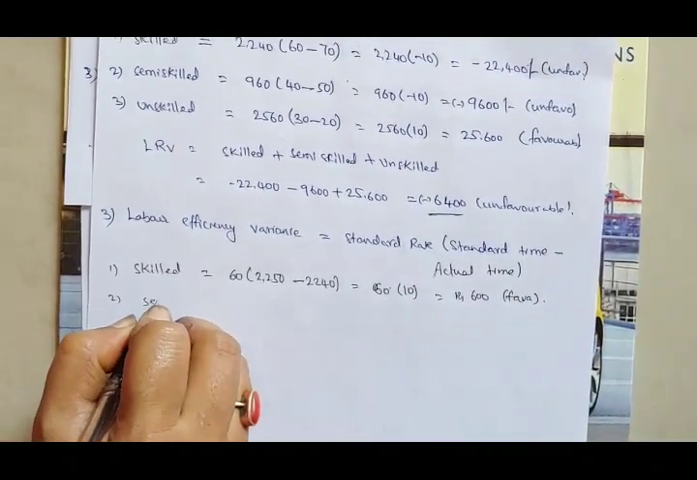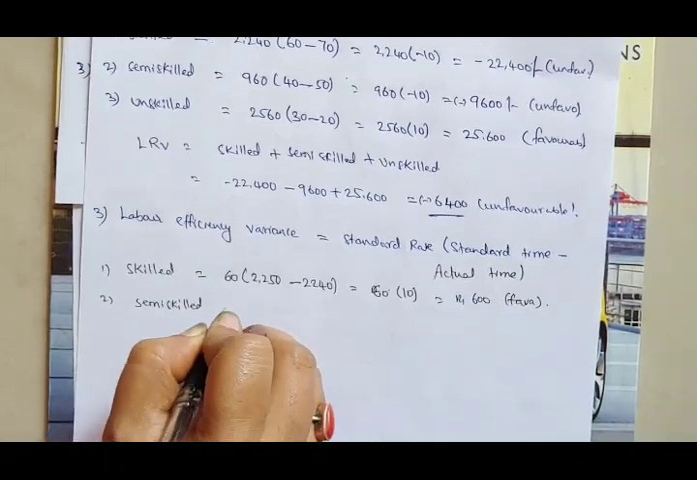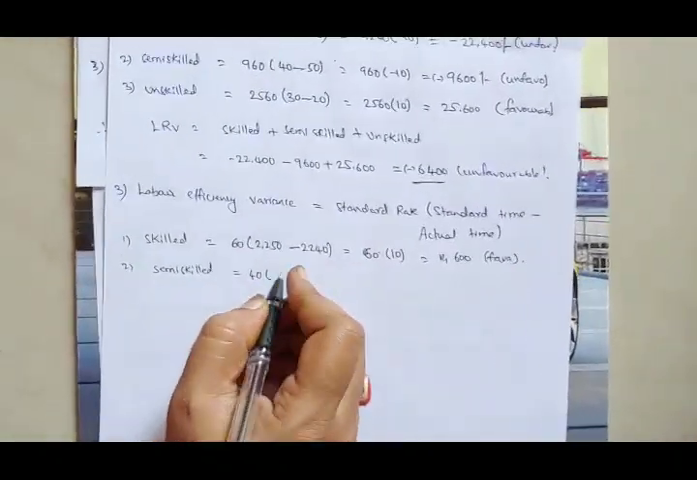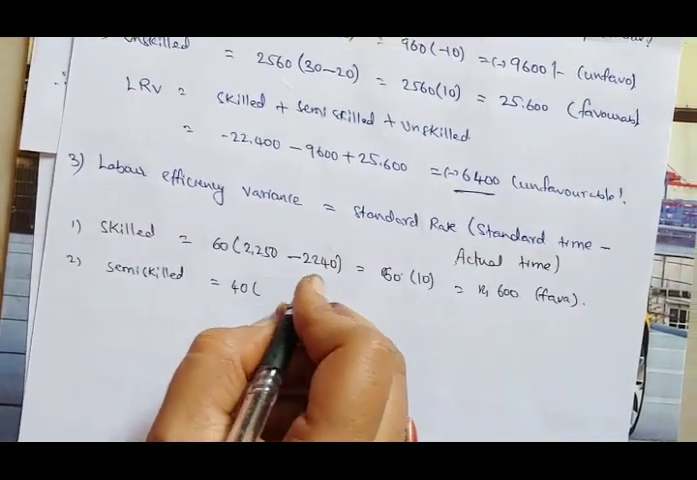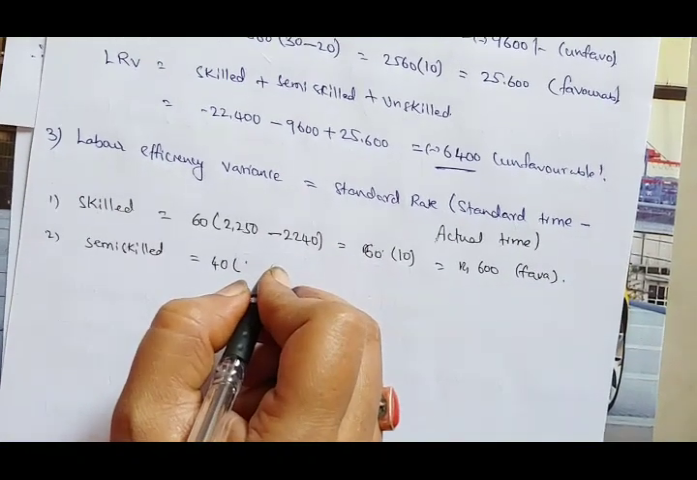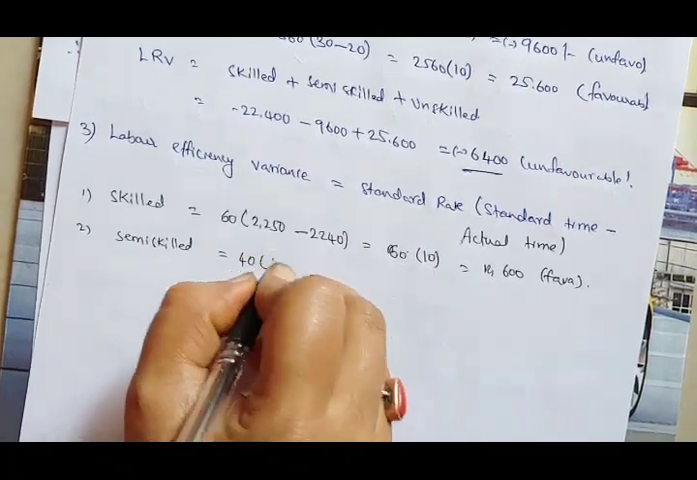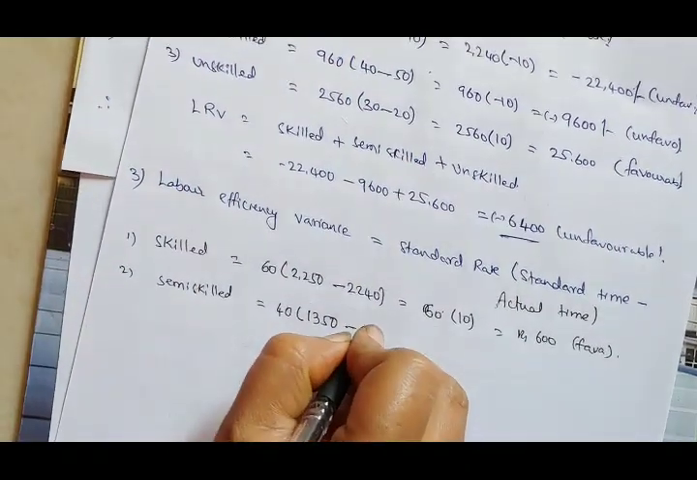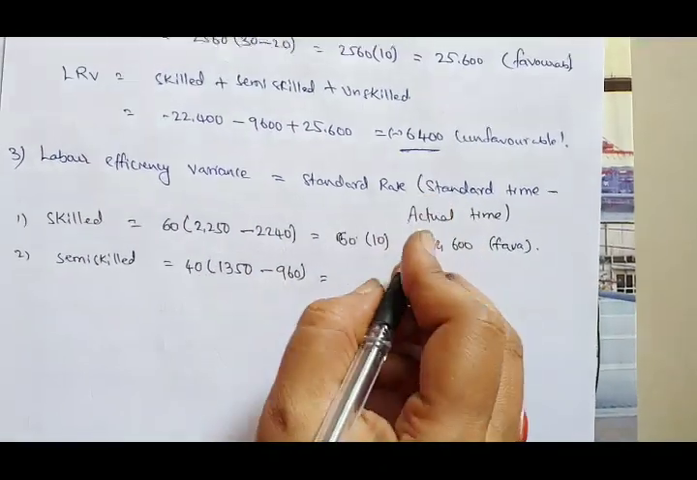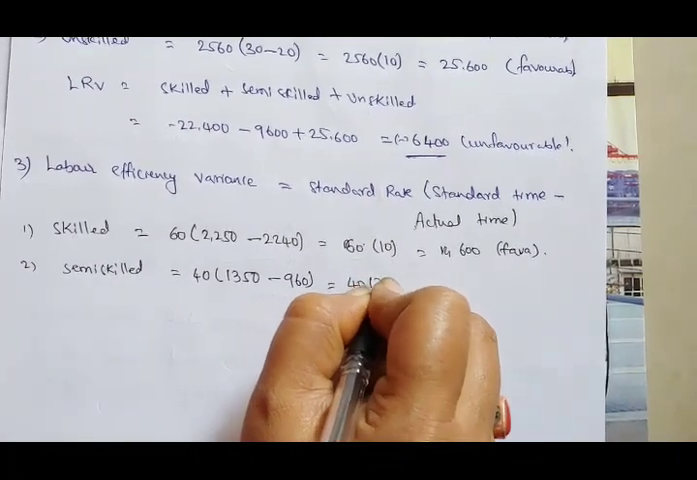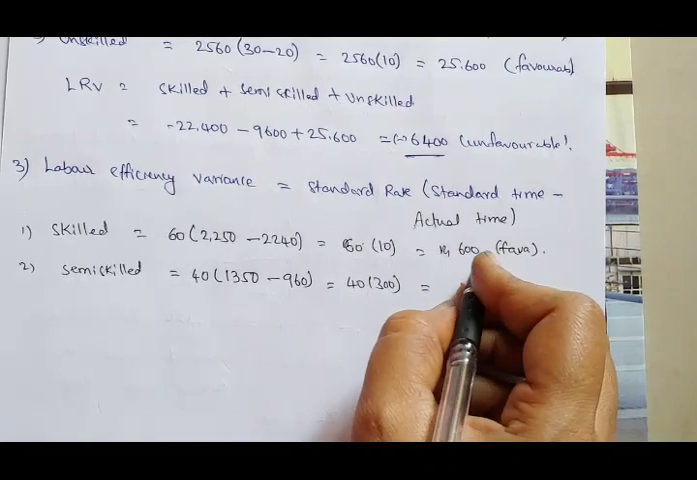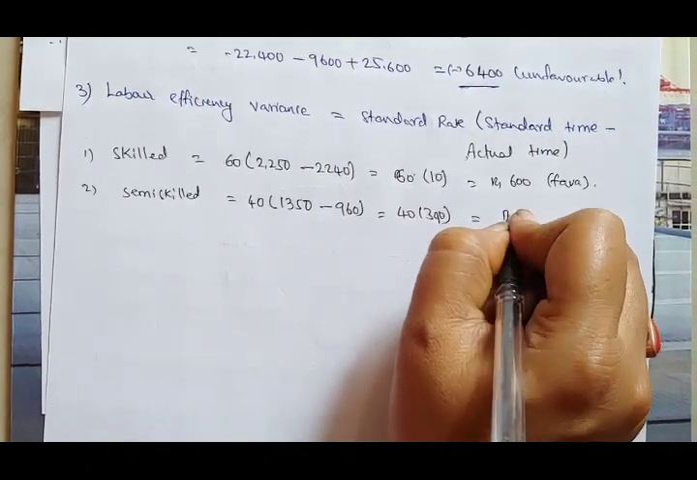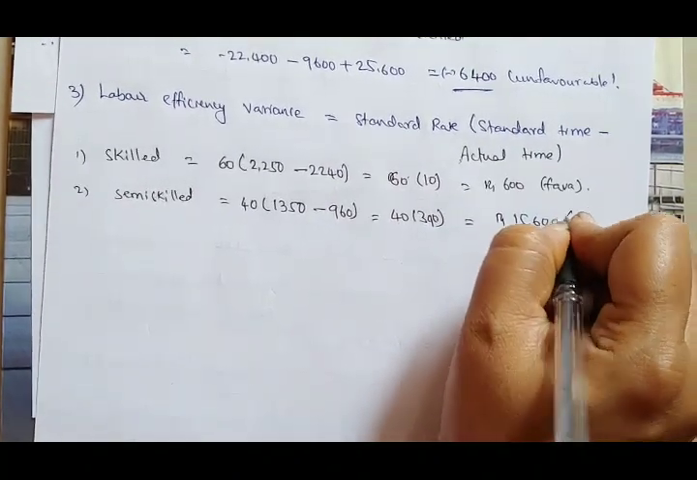Next, semi-skilled. Standard rate is 40, standard time is 1,350 minus actual time of 960, equal to 40 into 390, which is 15,600 rupees. It is also favorable.